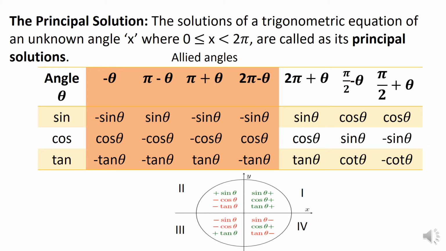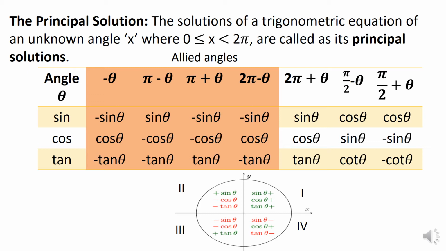Now what about sine of pi minus theta? Now pi minus theta comes in the second quadrant. As you can see, in the second quadrant, sine is positive. The sign for the second quadrant is minus, plus. The y coordinate is always sine. So as a result, sine is positive in the second quadrant. So sine of pi minus theta is the same as sine theta.